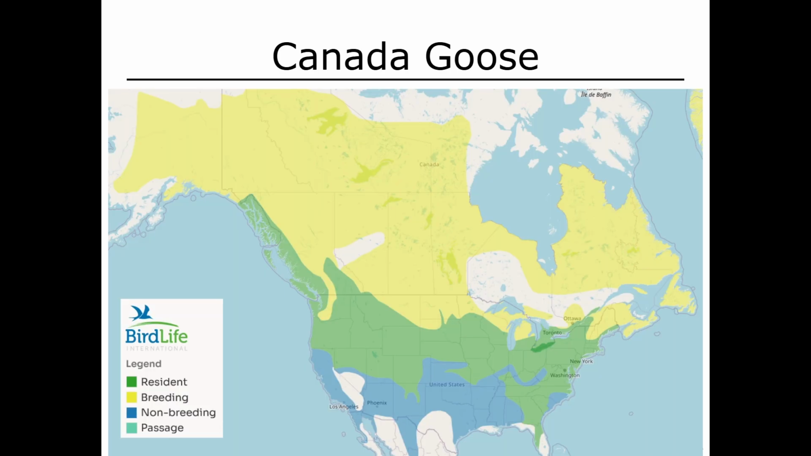Their distribution is pretty broad in North America. So in the Maritimes, this is mostly their breeding range, so you will see them forming that V-shaped migration pattern and honking overhead as they travel south in the fall and north in the spring.